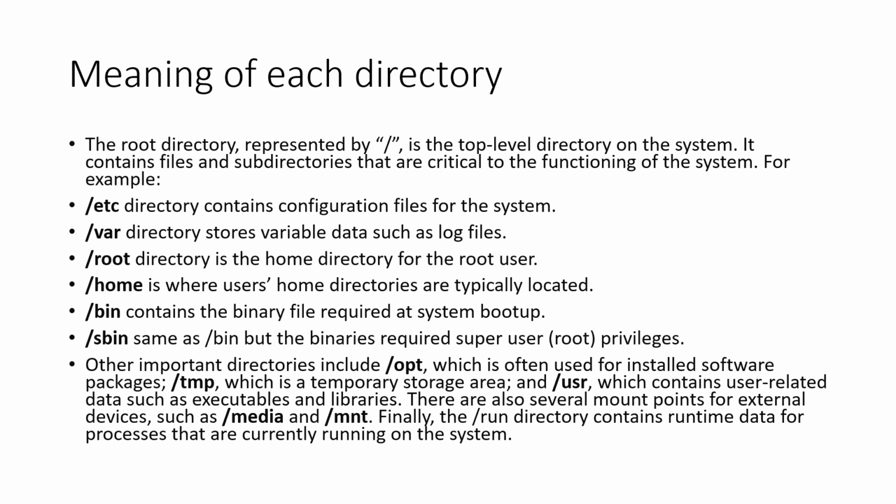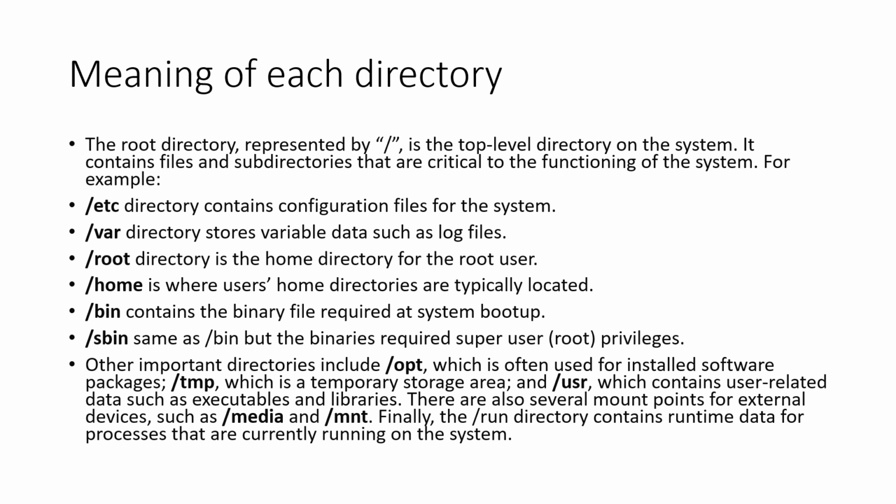It is represented by a forward slash and is the top level directory on the system. It contains files and subdirectories that are critical to the functioning of the system. For example, the slash etc directory contains configuration files for the system, and the var directory stores variable data such as log files. The root directory is the home directory for the root user. Home is where user home directories are typically located.